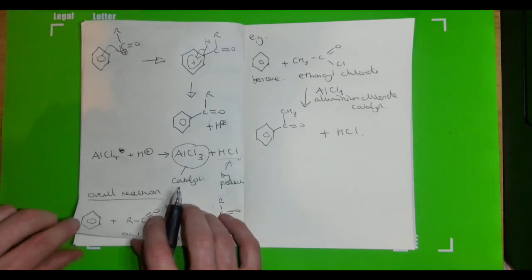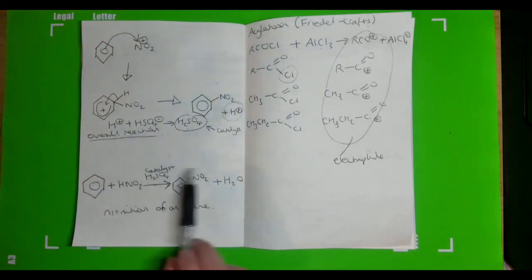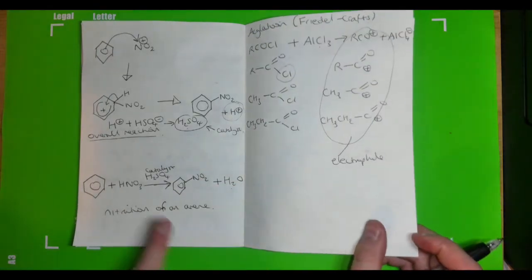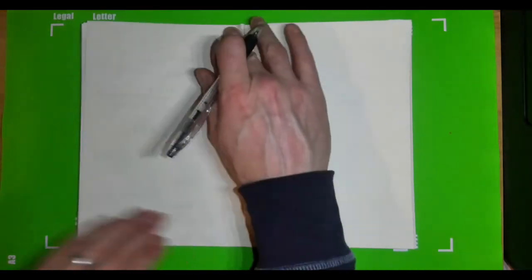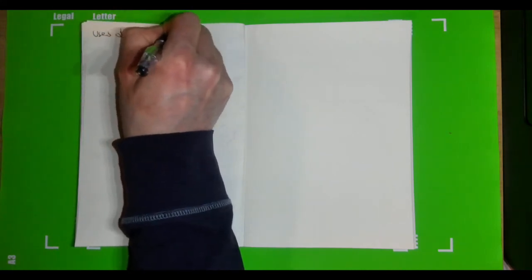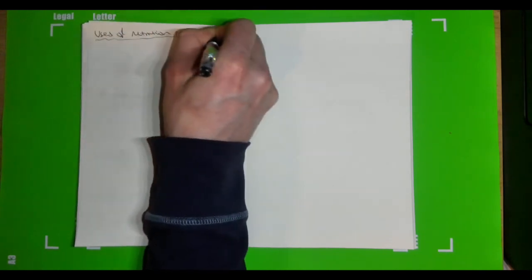Just out of interest, we could do an example of nitration. Now nitration of benzene and arenes is very important. So you need to know some uses of nitration reactions. So we're going to look at that now. I think the most easy one to remember is that nitration is an important step in the production of explosives like TNT, okay?